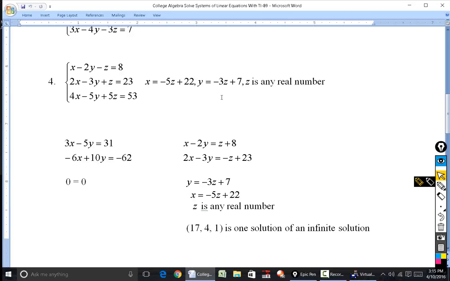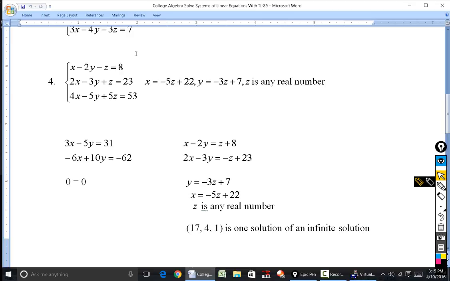So if you were to solve this manually, just to let you know how you figure this out manually: obviously if you have a solution, you'll get one value for x, one value for y, one value for z, if you have the three variables. Or if you get a contradiction, 0 is equal to 7, you have no solution.